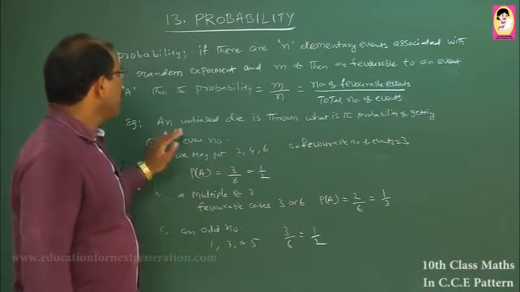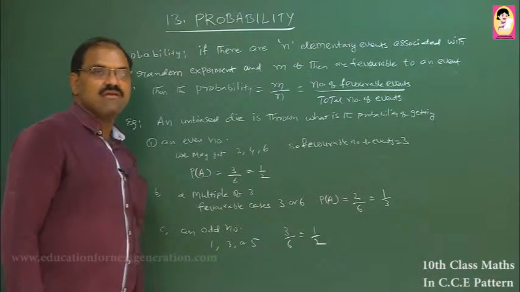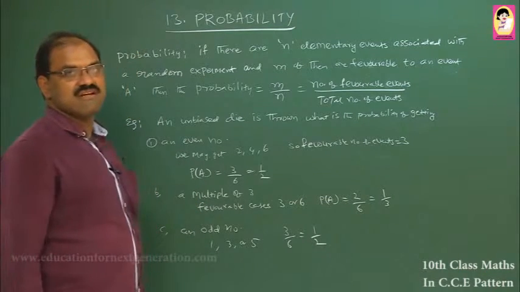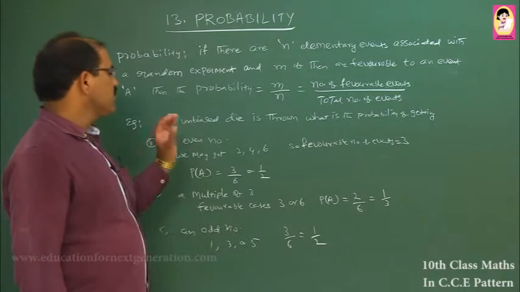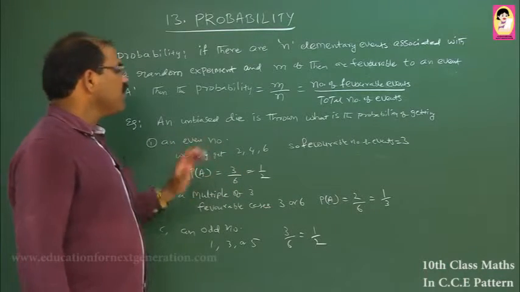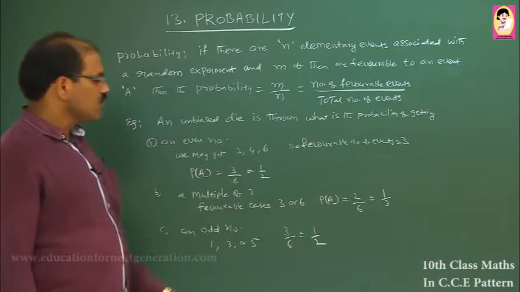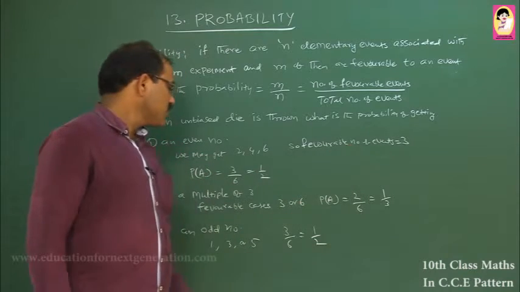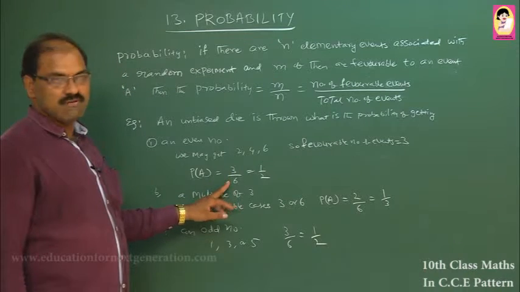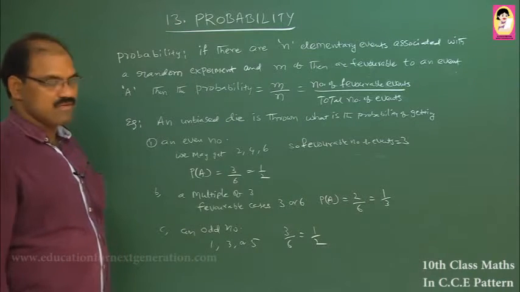For example, an unbiased die is thrown. What is the probability of getting an even number? On the die you can see the numbers from 1 to 6. There are 6 faces on a die, and each face gives a number: 1, 2, 3, 4, 5, 6. How many even numbers are there? Either you may get 2, 4 or 6. So the number of favorable cases is 3. So the probability is 3 by 6, number of favorable cases by total number, that is 1 by 2.